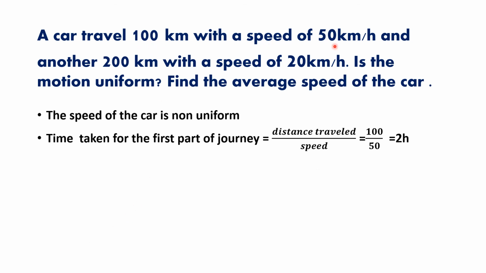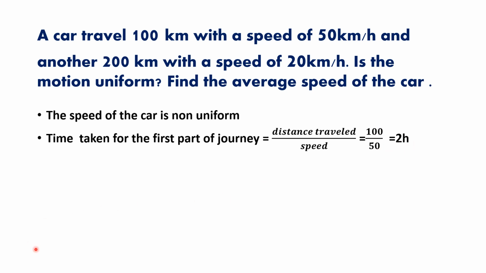And then second answer, now we don't know the time taken. When we want to calculate average speed, we know that we should know the total distance and total time. Okay, now here time is not given, but the distance and the speed is given. So we will use the formula for finding out the time. We will divide it into two parts. So first part, time taken for the first part of the journey is equal to distance traveled by speed. So what is the distance traveled? 100 and speed is 50. So 100 by 50 is 2 hours.